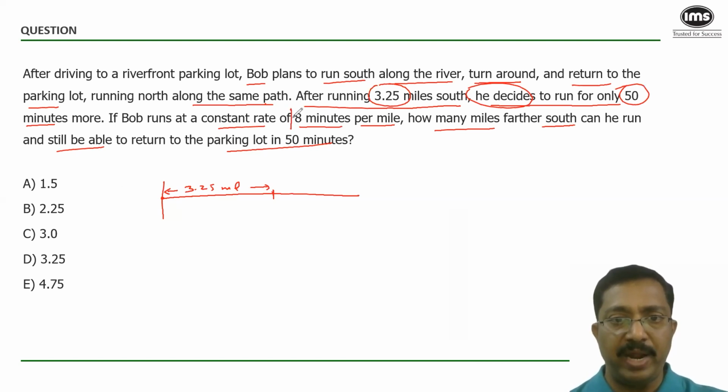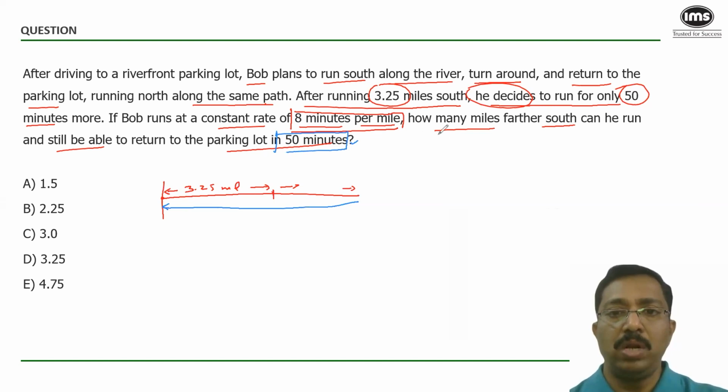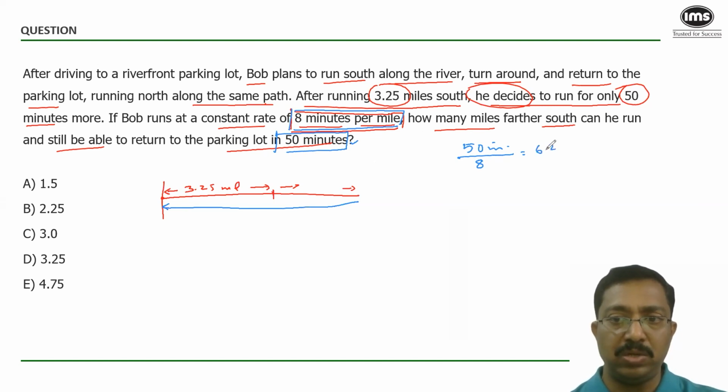He is running at a rate of 8 minutes per mile. And the question is, how many miles further south can he really go and ensure that he returns along the same path to the parking lot in the span of 50 minutes? That's the question. So now we have the time, 50 minutes, and he runs at a rate of 8 minutes per mile, which means if you divide 50 minutes by 8, you understand how much more distance he is covering in that 50 minutes. So 50 divided by 8 is 6.25.